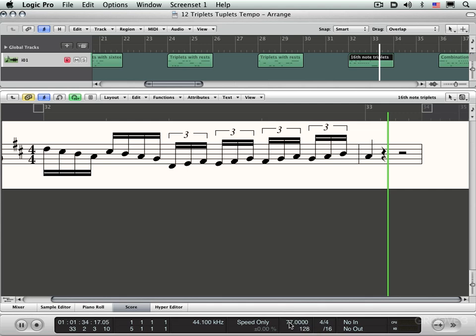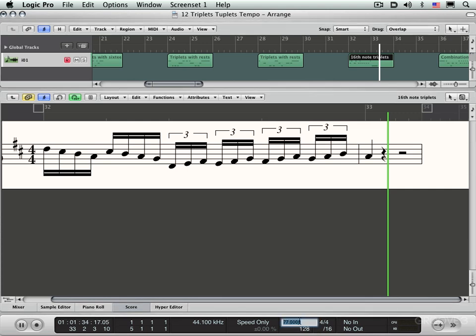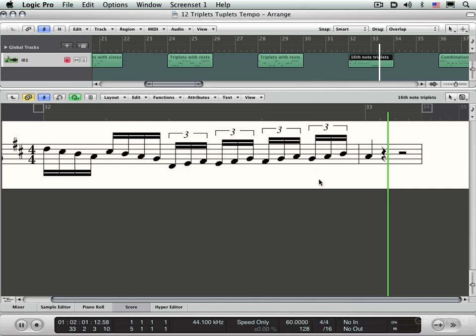And I'm going to slow it down, and I want to play it for you at 60 beats per minute so that we can hear it a bit more slowly and hear the subdivisions a bit more clearly. So let's listen to that. So tempo slowed down to 60 beats per minute.